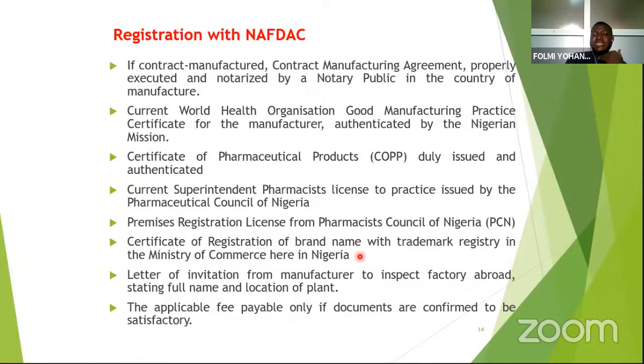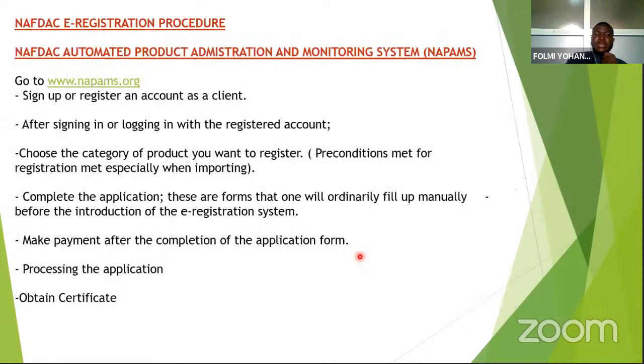NAFDAC recently introduced an online method of registry, and they call it the NAFDAC Automated Product Administration and Monitoring System, NAPAMS. So once you go to www.napans.org, you get to see the procedure. You first of all sign up and register an account as a client with NAFDAC. After signing in, after you've created an account, you get to select the product you want to register.